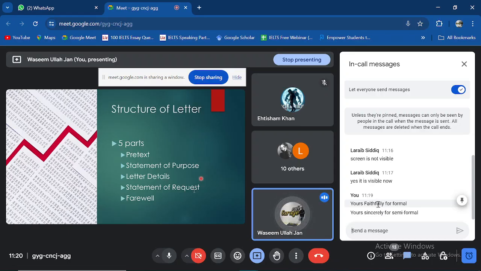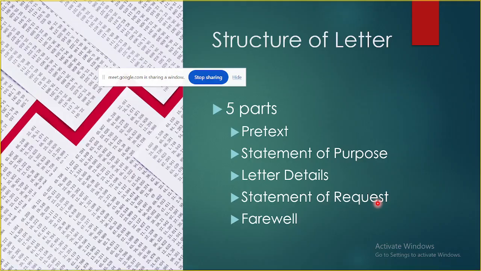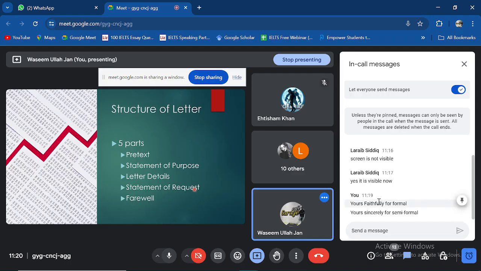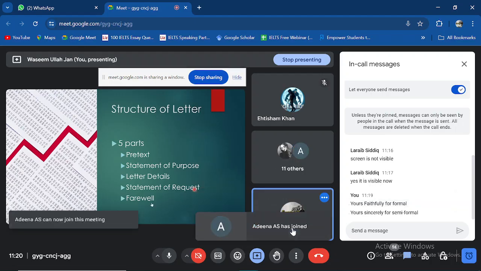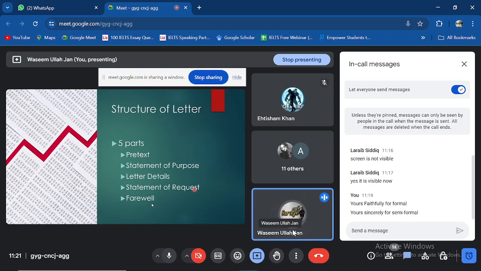So do you guys have any question from the letter? Guys, any question from the letter? You can open your mic, you can text me in the meeting chat, but just don't text me on WhatsApp.